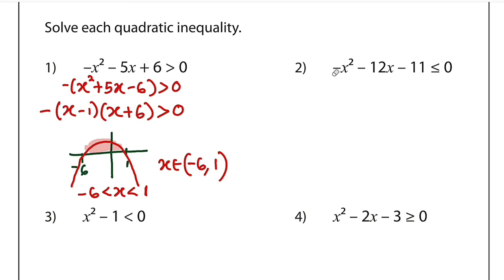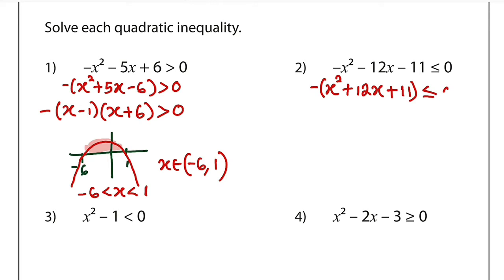The second problem is also an up and down parabola because of this negative sign. But the inequality is what? Less than or equal to type. So we factor out the negative sign. Inside, all the signs will change. This becomes x squared plus 12x, then plus 11.